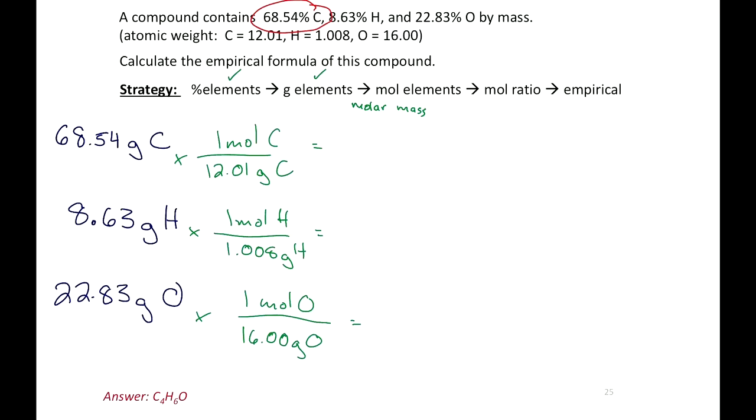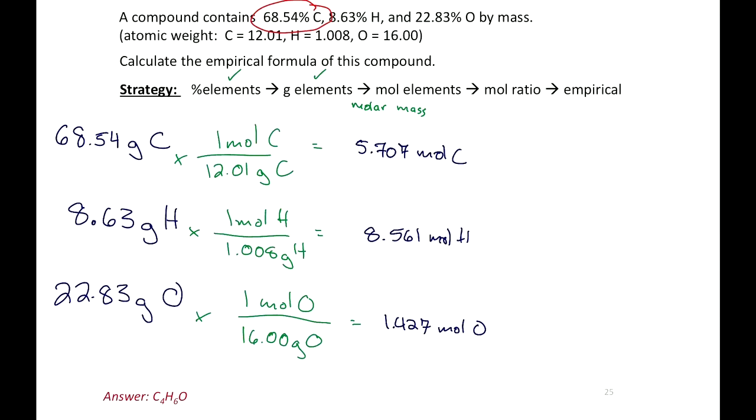Okay, so putting that all together, I just wrote the math out, so I'll take out my calculator once to do all these calculations. So in this sample, I have 5.707 moles of carbon, 8.561 moles of hydrogen, and then 1.427 moles of oxygen. Sig figs don't really matter here because we're just trying to get integer numbers.